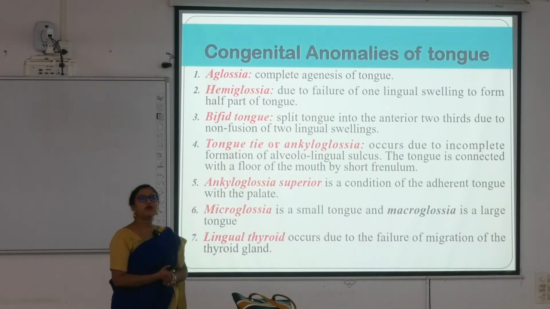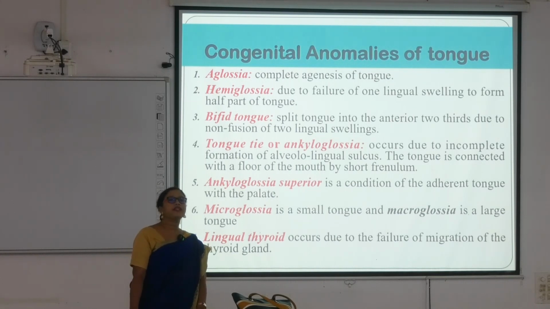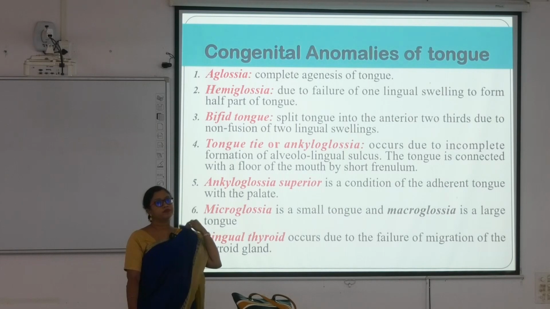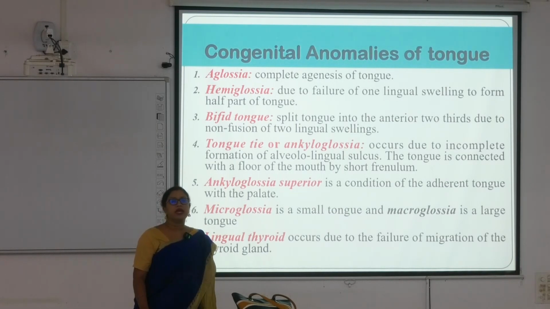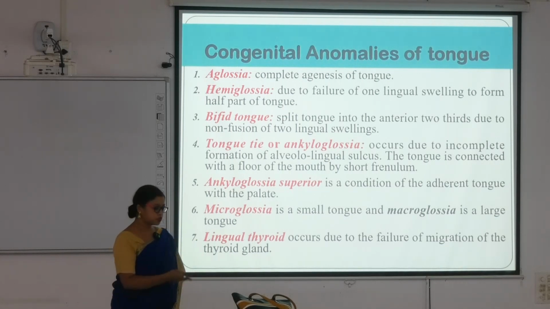Then another one is microglossia and macroglossia, these are the two derivatives. And another one is lingual thyroid. I told you, from where does the thyroid gland develop? From the foramen cecum. And what will happen to the thyroid? It will gradually descend. Where will it go ultimately? Up to the laryngeal cartilage, the thyroid cartilage, up to the cricoid cartilage. If it does not descend and stays on the tongue, that is known as lingual thyroid.